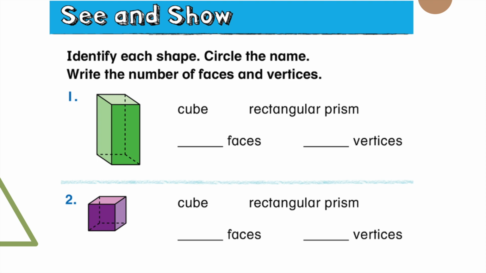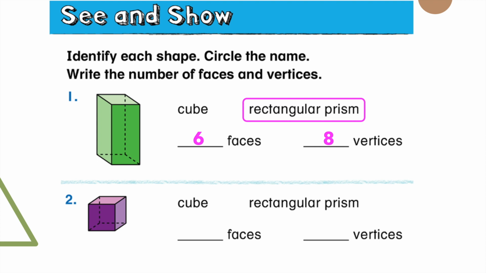Thinking about what we just learned about cubes and rectangular prisms, let's identify each shape, circle the name, and write the number of faces and vertices. Look at the green shape. Is it a rectangular prism or is it a cube? Yes, it's a rectangular prism. How many faces and how many vertices does it have? 6 faces, 8 vertices.